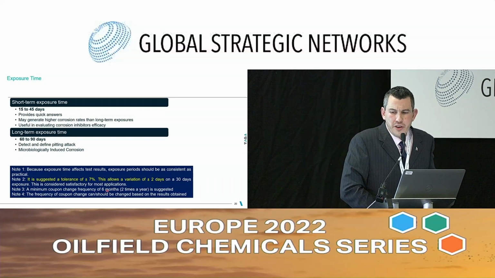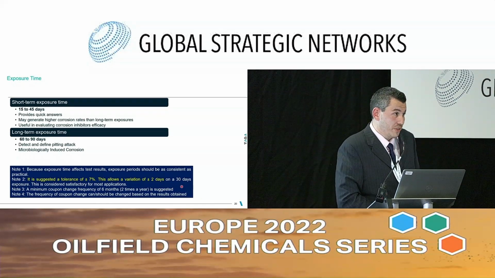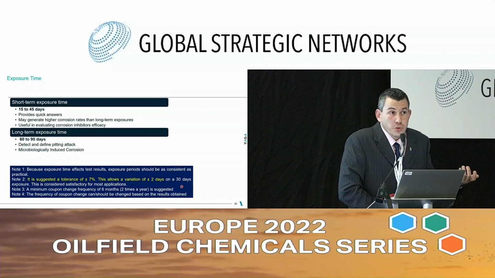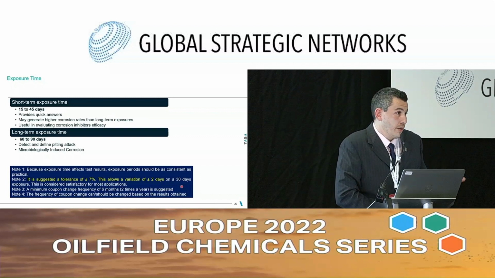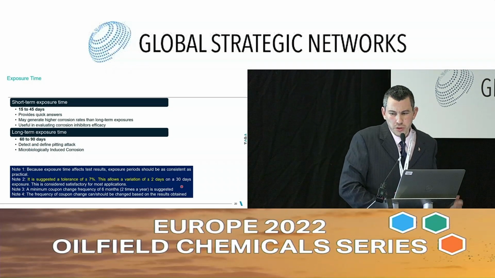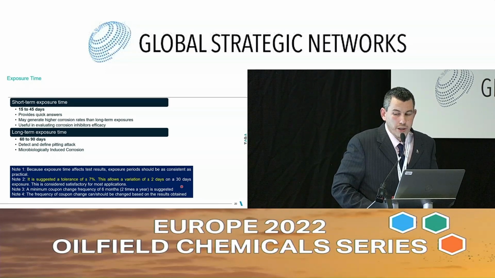Some companies have a culture of retrieving corrosion coupons every 6 months. Nonetheless, the frequency of coupon change can and should be changed based on results obtained. If you retrieve corrosion coupons and you get low corrosion rate, you can save money. Why do you want to do that every month if you are having low corrosion rate? You can do it every 6 months or every year. That's what we do. We have the situation under control, and we do corrosion coupons retrieval once a year.